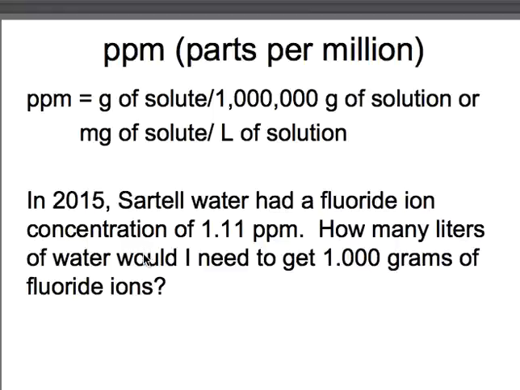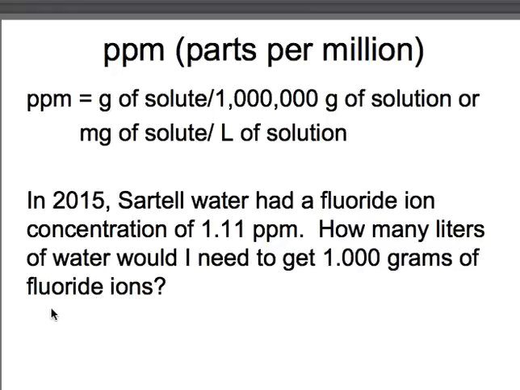So an example problem quick. 2015, Sartell water. I just looked up on the Sartell City website, and they had a fluoride ion concentration. They measure different chemicals in the water every year and report it back to their residents. It's required by law that they add fluoride, but what was measured was 1.11 ppm, or parts per million. So my question is, how many liters of water would I need if I was going to get 1 full gram of fluoride ions? How could I do that?